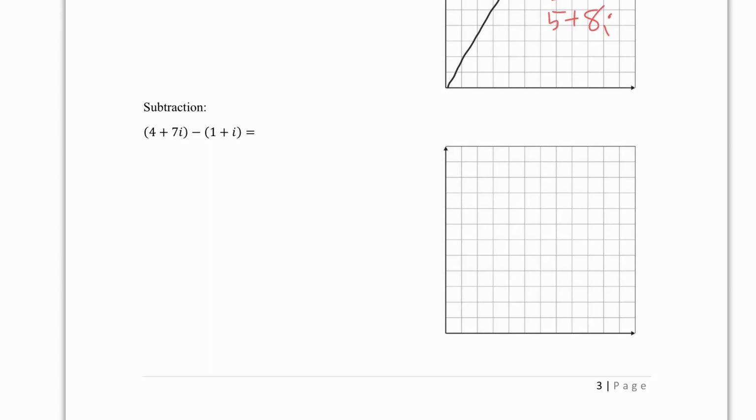So subtraction is the same as addition. You go ahead and subtract the real portion. So 4 minus 1 will give me 3. And then we subtract the imaginary portions. 7 minus 1 will give me 6.